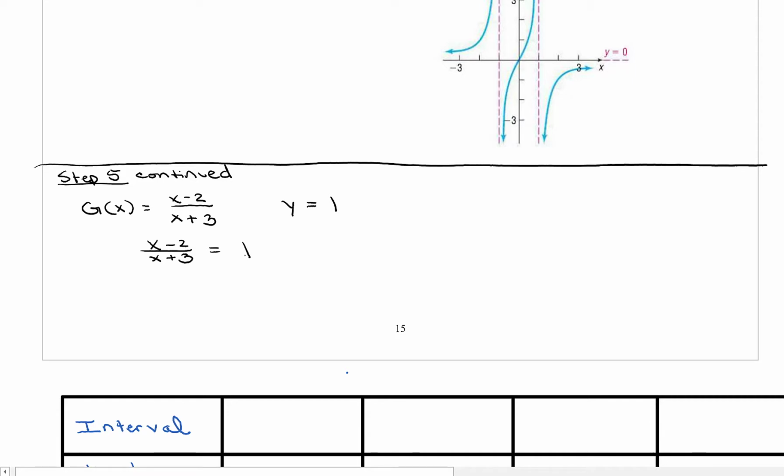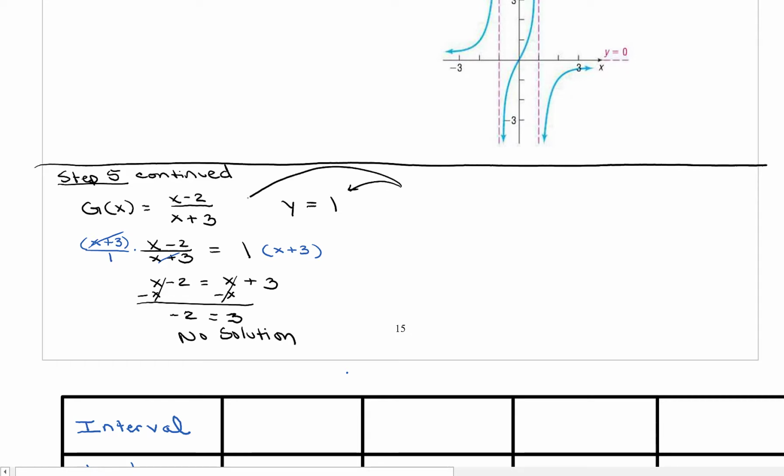I'm going to set these two equations equal to each other and solve. So it's a rational equation. I'm going to multiply both sides by the LCD, x plus 3. I'm going to get x minus 2 is equal to x plus 3. The x's cancel out. I'm left with -2 is equal to 3. This equation says that there is no solution. Therefore, what does that mean? There are no points of intersection between my function and my horizontal asymptote. And that's all there is to it.